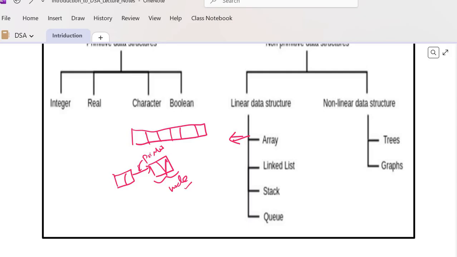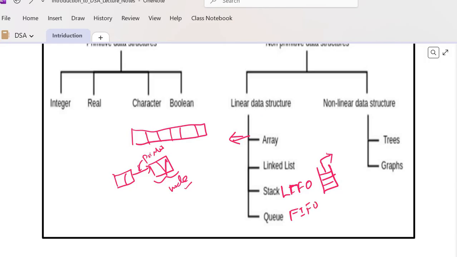The next one is a stack, which follows last in first out. The element that goes in first comes out last; the element which is last comes out first. That is the structure of a stack. The next one is a queue, which follows first in first out.